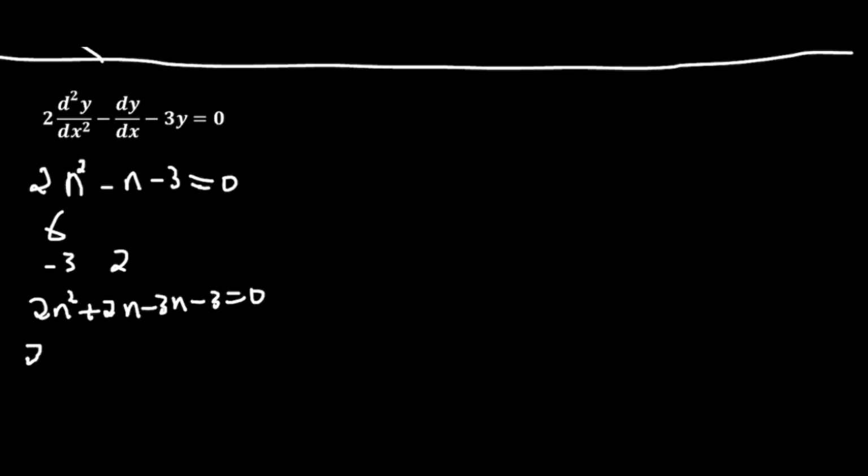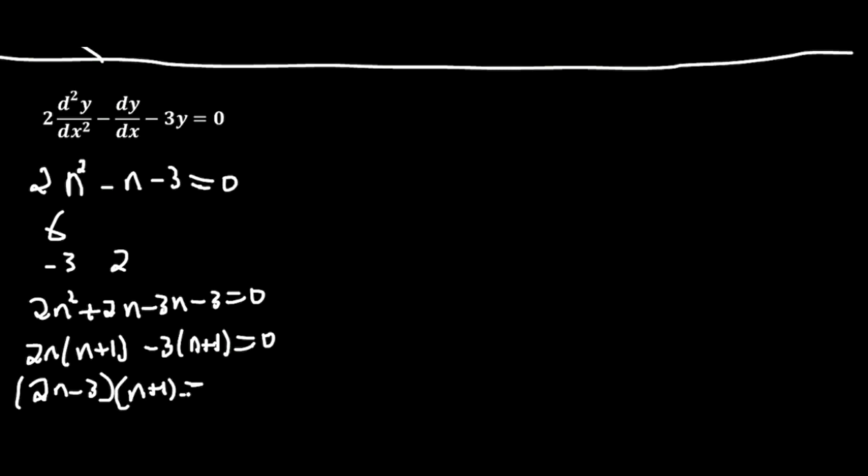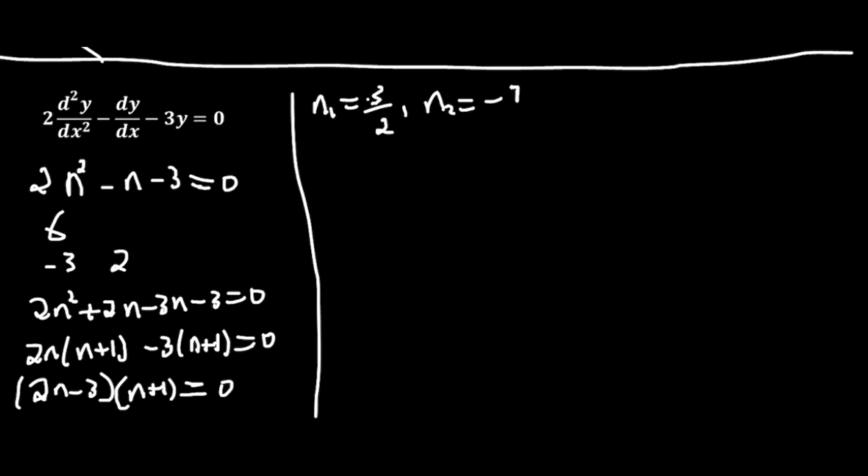We factor out 2n from the first two terms and -3 from the last two, giving 2n into n plus 1 minus 3 into n plus 1 equal to 0. Definitely we factor out n plus 1. Clearly, our n1 should be equal to 3 over 2, and our n2 should be minus 1. So the roots are real and distinct.